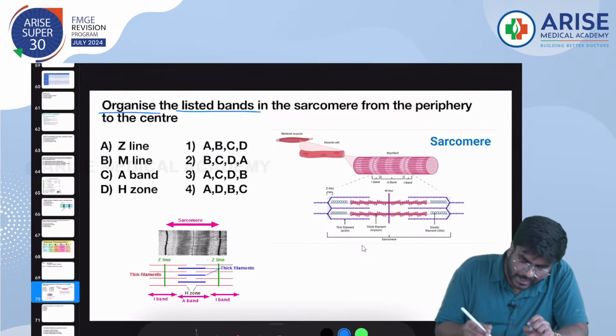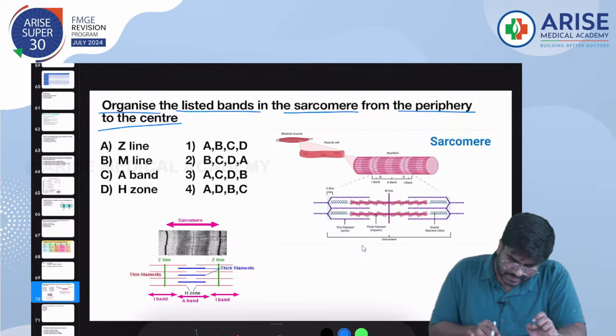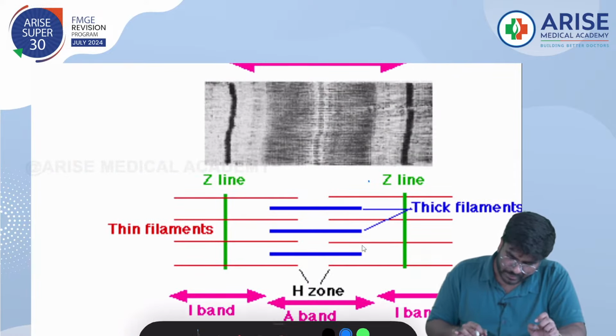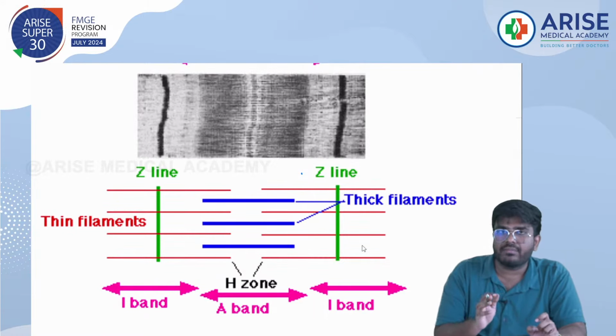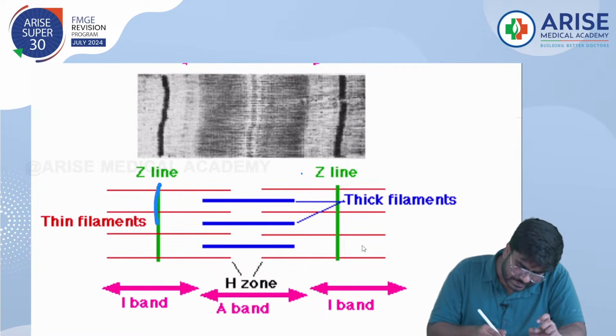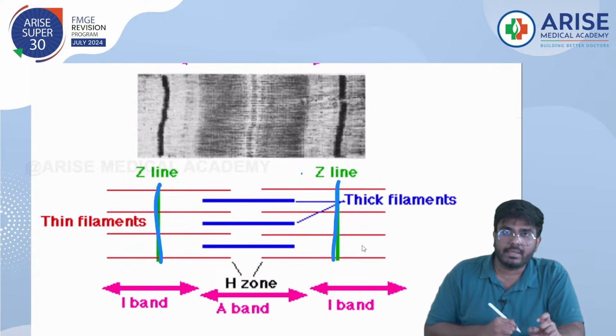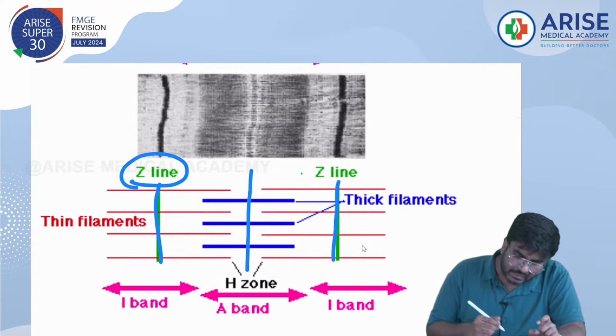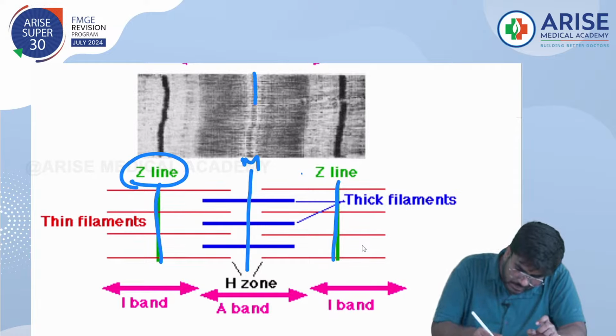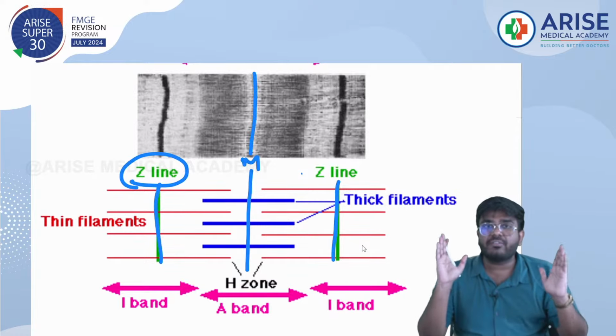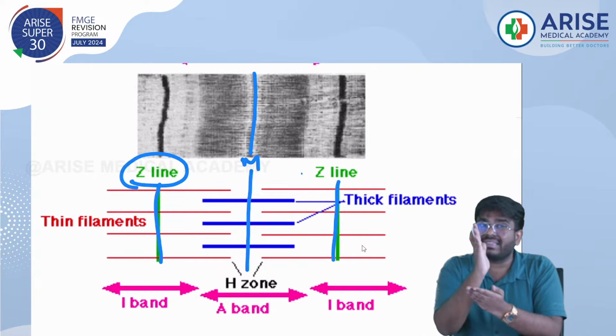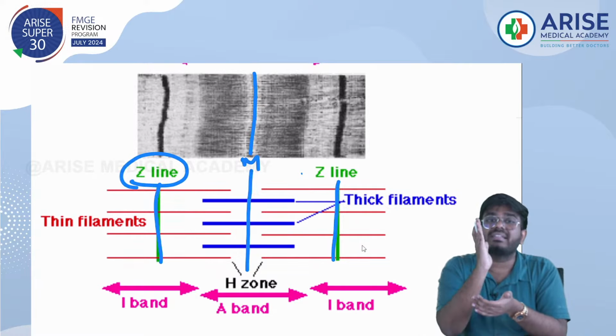Organize the listed bands in a sarcomere from periphery to center. See, in a sarcomere, let's say this is the sarcomere. A sarcomere is an area bounded between two Z lines. Here is one Z line, here is the other Z line. So always in the periphery there is the Z line. Always in the center there is the M line. In the periphery there is Z, in the middle, in the center, there is M.